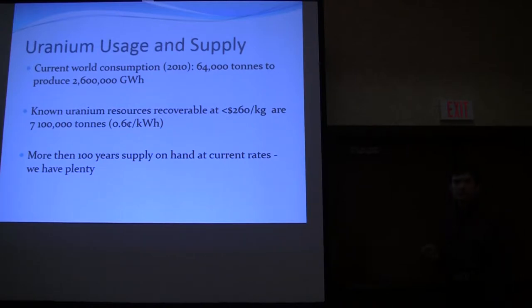Here's a little bit about the amount of uranium usage in the world. In 2010, we used 64,000 metric tons to produce 2.6 million gigawatt hours of electricity. And people don't look for uranium they don't need, so this number grows every year. This is the amount of known uranium resources that we can recover at less than $260 per kilogram, which works out to less than 0.6 cents per kilowatt hour for the fuel. And of course, this number is a little bit fictitious because, for instance, it rose 12% in the previous year, because people obviously do not search for uranium they don't need. But we have 100 years supply readily in hand.